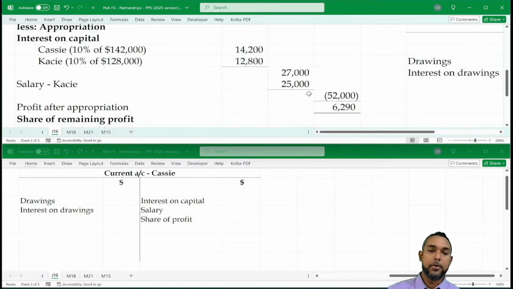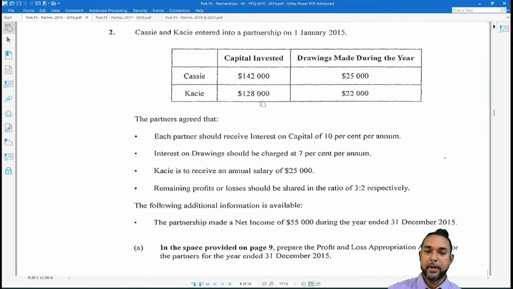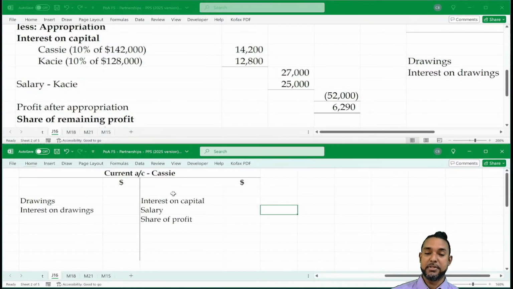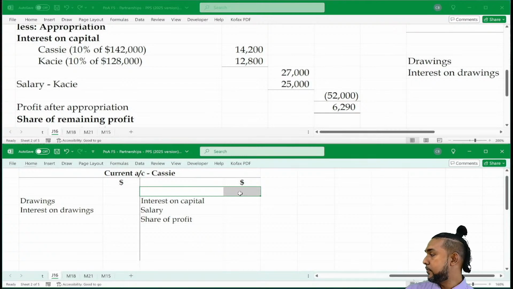All right. Now, also, just so you know, it said Cassie and Casey entered into partnership on the 1st of Jan, and we are doing this for the 31st of December 2015, and we started Jan 2015. Because this is the first year of the partnership, there'll be no opening balances in the current accounts. The current account balances usually only end up at the end of the first year or during the course of the first year. At the very start of the first year, there'll be no opening balances. Normally, an opening balance in the current account will go on the credit side, but it is possible for it to go on the debit side.